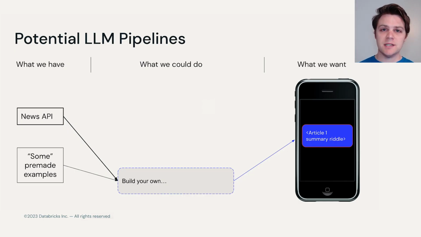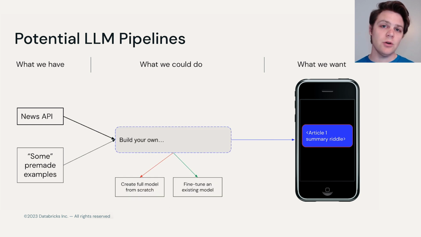Let's assume that we still have a good number of pre-made examples that show the article being summarized and transformed into a riddle. And we also have our news API connection so that we can get as much inference data as we need. So when we come to building our own, we have two options.